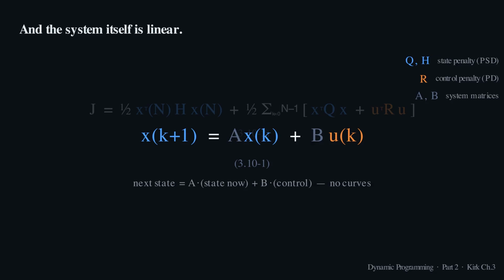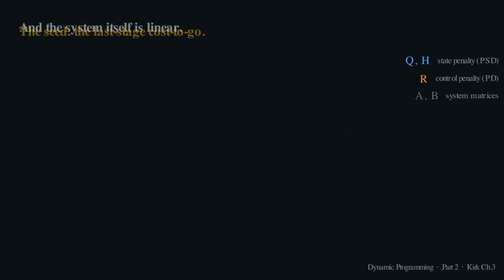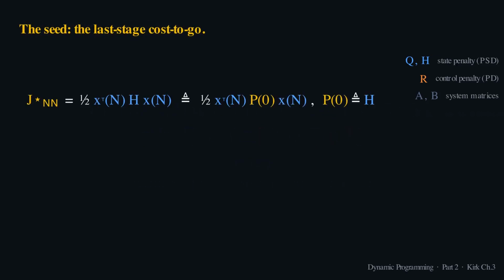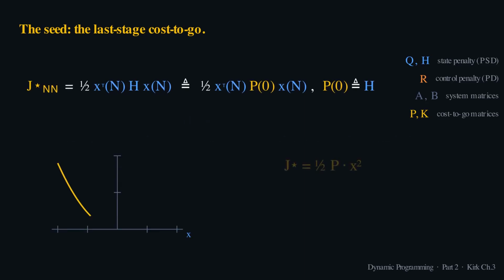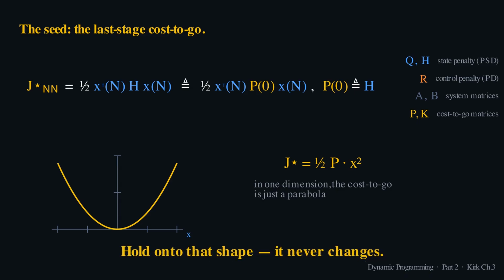The system itself is linear. The next state is a matrix A times the state now plus a matrix B times the control. No curves, just A and B. And here's the seed we'll grow everything from. At the very last instant, with nothing left to decide, the cost to go is just that final penalty, 1/2 x transpose Hx, a quadratic form in the state. Hold on to that shape. The entire derivation is about to show it never changes.